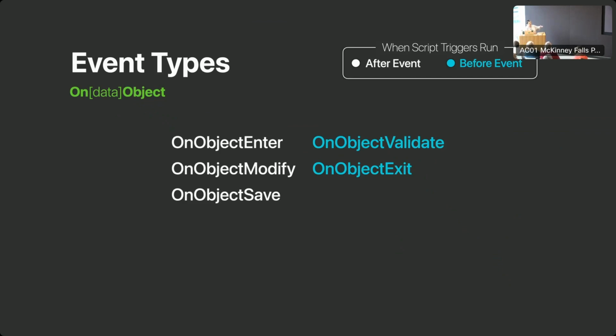So those happen after. Likewise, the on-object save happens after, so it can be responsive. Before the event, the on-object validate, and again, the on-object exit. We can prevent validation, which will prevent saving, which will require the user to fix what they've done wrong. And we can prevent them from leaving an object. We can prevent them from leaving a portal after they entered it if we really wanted to mess with them. No, I don't think I would ever do that.